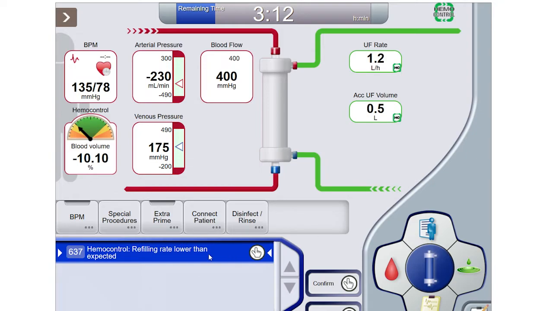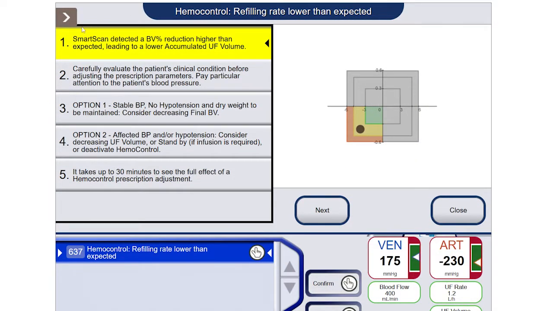We're seeing the blue reminder pop, and I would certainly encourage you to do this as you're learning HemoControl. There's a help option at the bottom. If you hit help, it's actually going to walk you through what the machine suggests you should do to rectify this issue. So we're going to hit help, and then it's going to explain. It's saying SmartScan has detected a blood volume reduction higher than expected, leading to a lower accumulated UF. So basically the blood volume is dropping quicker than what we've told it to expect. So it's giving the patient breaks, or basically slowing down the UF rate, which means we're getting less fluid off than what we would like.